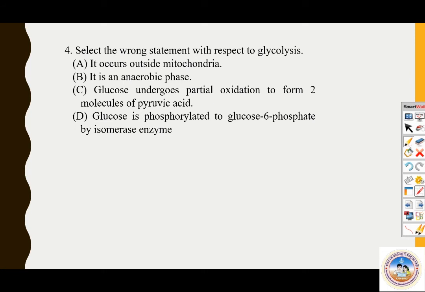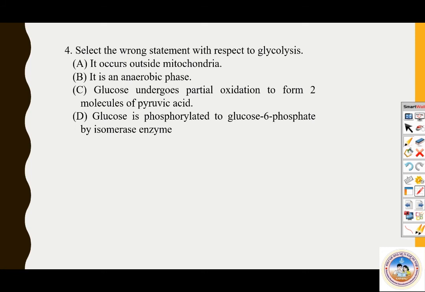Actually, the answer is direct, and the enzyme they have used is the isomerase enzyme. Keep that in mind. Am I clear to what enzyme they are asking you? They are telling you it is being provided by your isomerase enzyme. Is it so, children? Glucose getting phosphorylated to glucose 6-phosphate, statement correct.